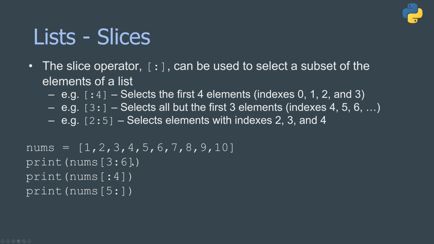But not the 7, that's at index 6. Remember that 6 doesn't get included, it's exclusive of index 6. Okay, so it'll just return the list with 4, 5, and 6 in it.